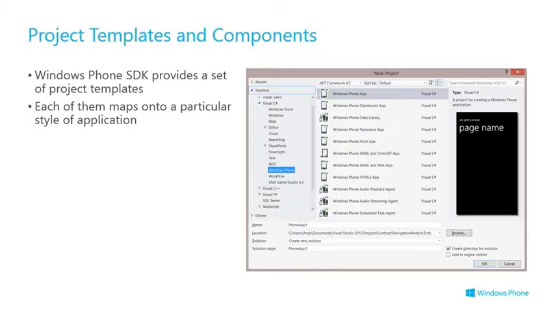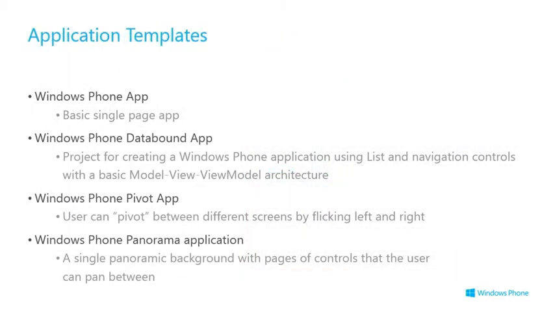Absolutely. But if you choose one of the XAML ones, these are the main ones you're going to choose from. There's the basic single page app, which is the Windows Phone app. The Windows Phone data-bound app is very interesting. It's a two-page app where you've got a list, and then you select an item, and it switches to the details page for the selected item. It's got a basic model view model architecture in it, which is something I'm going to come back to in a while. So, good architecture demonstrated by that project template.